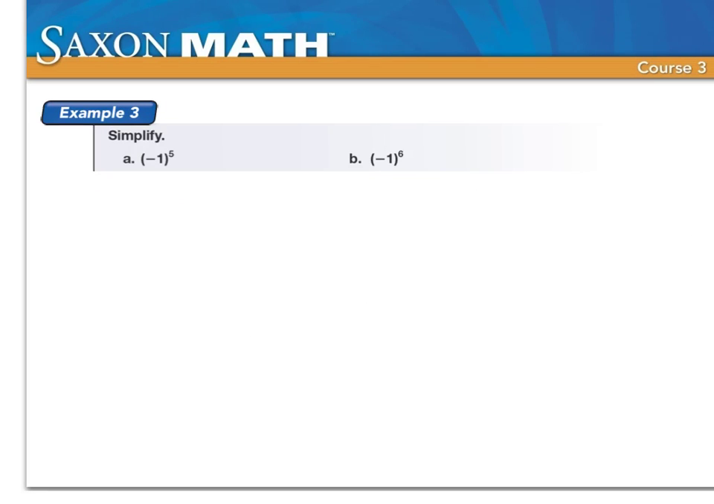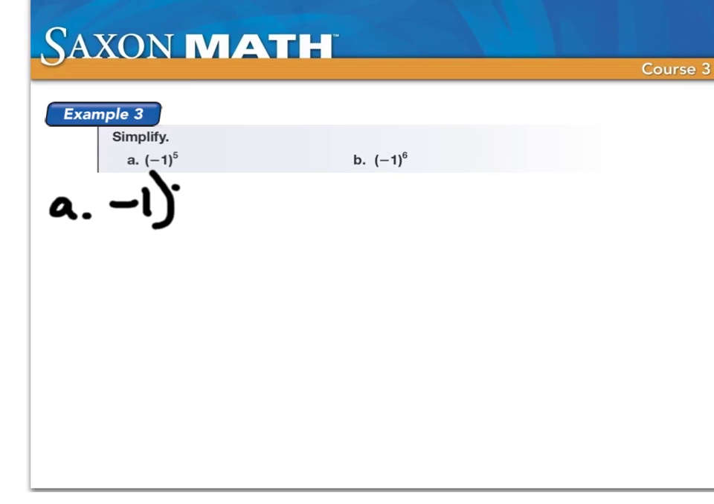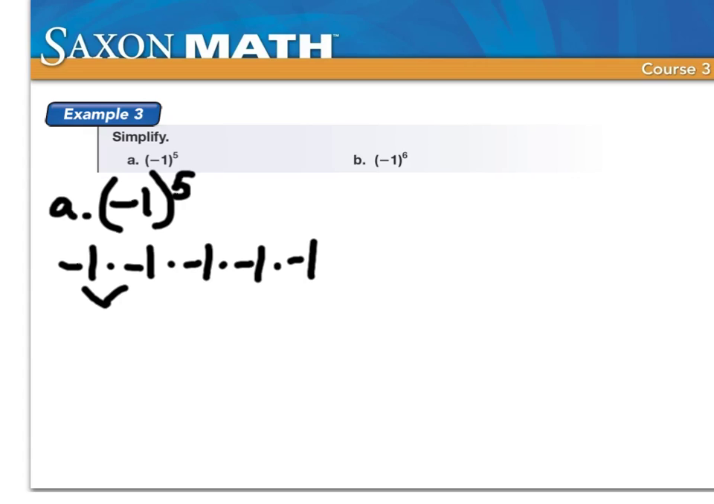Okay, example 3 says to simplify. We're going to take negative 1 to the 5th power first. If I want to simplify negative 1 to the 5th power, that means I'm going to take negative 1 times itself 5 times. So I'm going to take negative 1 times negative 1 times negative 1 times negative 1 times negative 1. Well, negative 1 times negative 1, 1 times 1 is 1, and a negative times a negative is a positive.